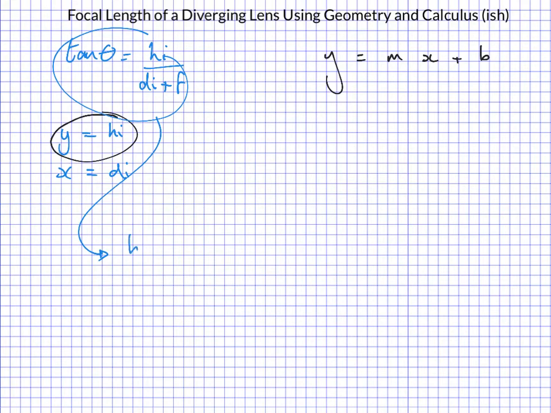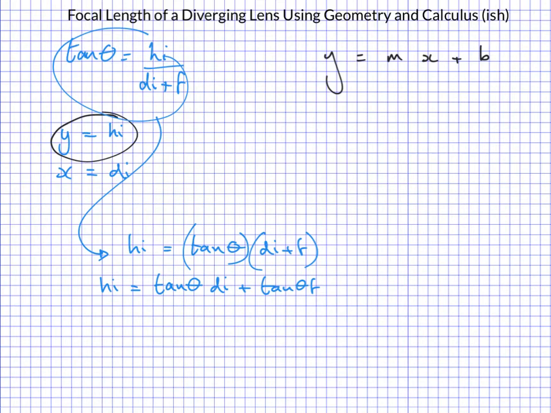Okay, so height of the image, which is on the y-axis on our graph, is going to be equal to tan theta times di plus f. So now I have to factor that out. So I'm going to say that hi is equal to tan theta di plus tan theta f.